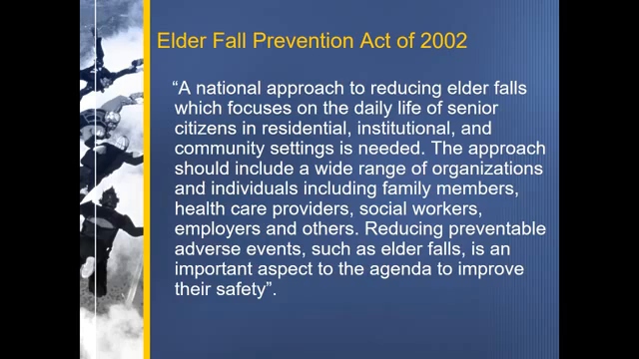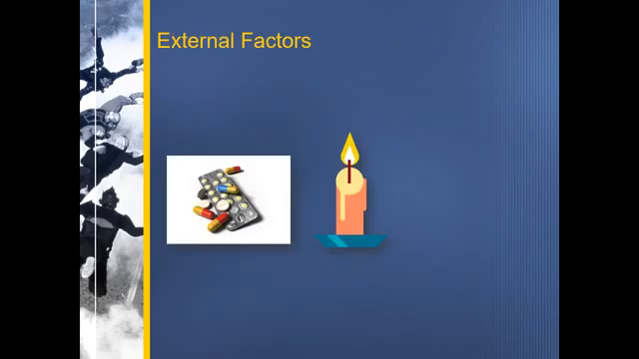is that it is a national approach to reducing elder falls, which focuses on the daily life of senior citizens in residential, institutional, and community settings as needed. The approach should include a wide range of organizations and individuals, including family members, healthcare providers, social workers, employers, and others. Reducing preventable adverse events such as elder falls is an important aspect to the agenda to improve their safety. And so that's one of the reasons why we're doing this presentation today, is to talk about what causes our seniors to fall and what we can do to avoid that.